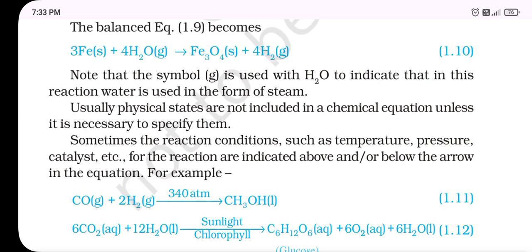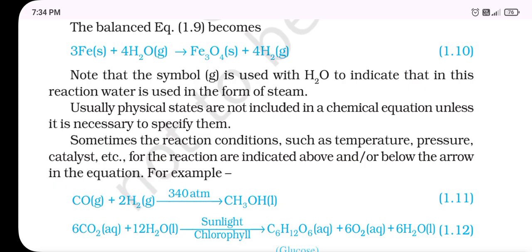Usually physical states are not included. You have to understand that physical states are not indicated in a chemical equation unless it is necessary to specify them. If somebody asks you to write the chemical equation with the physical states, then you have to give them, and otherwise there is no need to give the physical states. I think you got it.